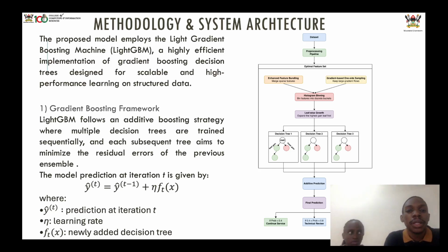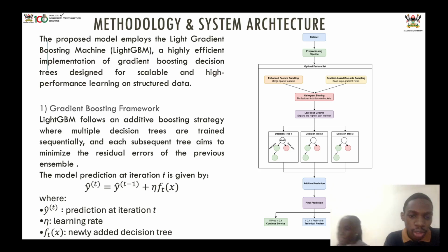My name is Subga Ibrahim, and I'm going to present to you the methodology and system architecture of our model. So the proposed model employs the LGBM, Light Gradient Boosting Machine, and it is a highly efficient implementation of the gradient boosting decision trees designed for scalable and high-performance learning on structured data. So the first step in our methodology was the gradient boosting framework. The LGBM follows an additive boosting strategy where multiple decision trees are trained sequentially, and each subsequent tree aims to minimize the residual errors of the previous ensemble.